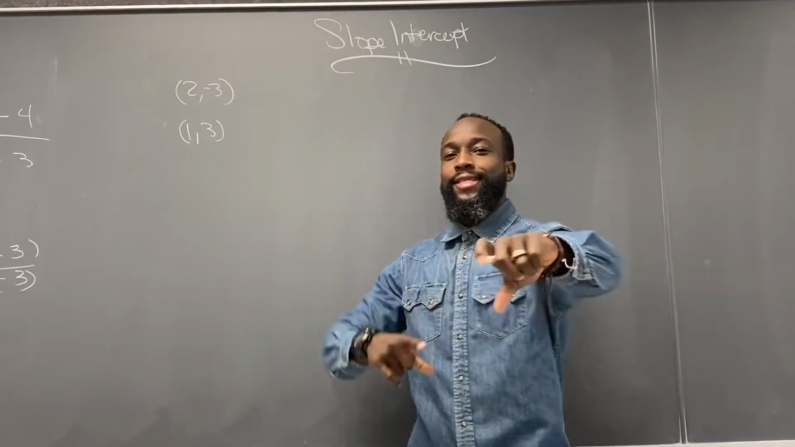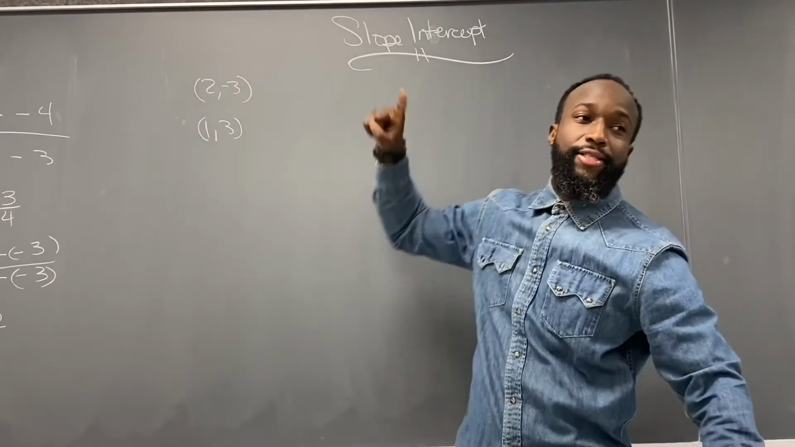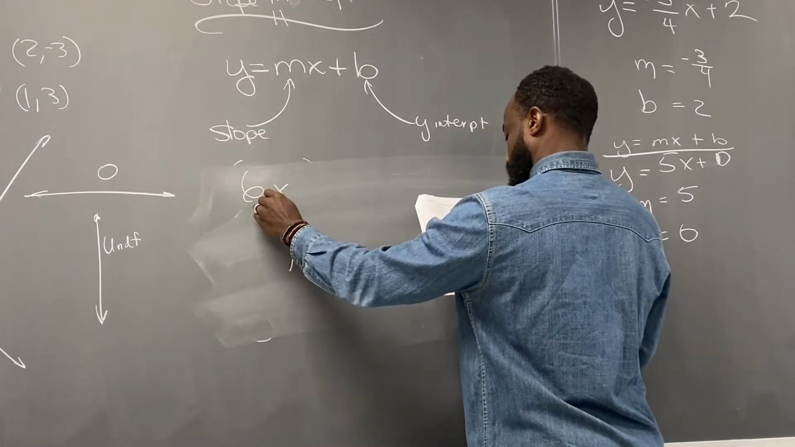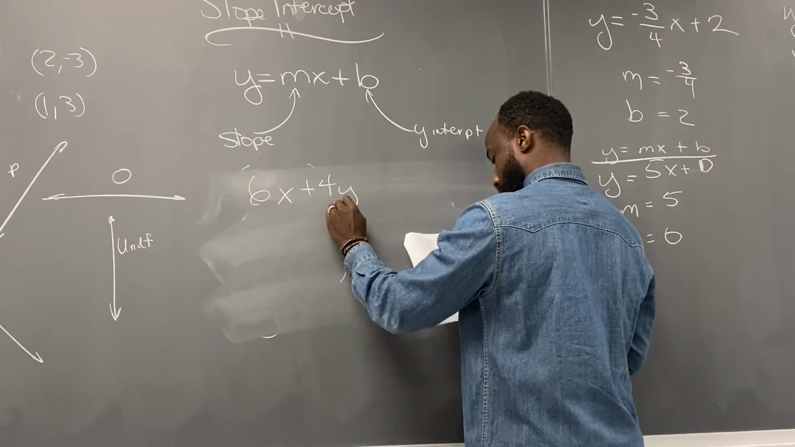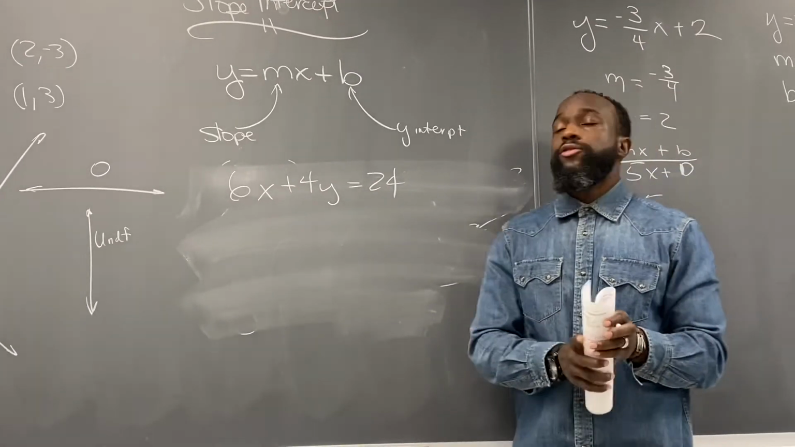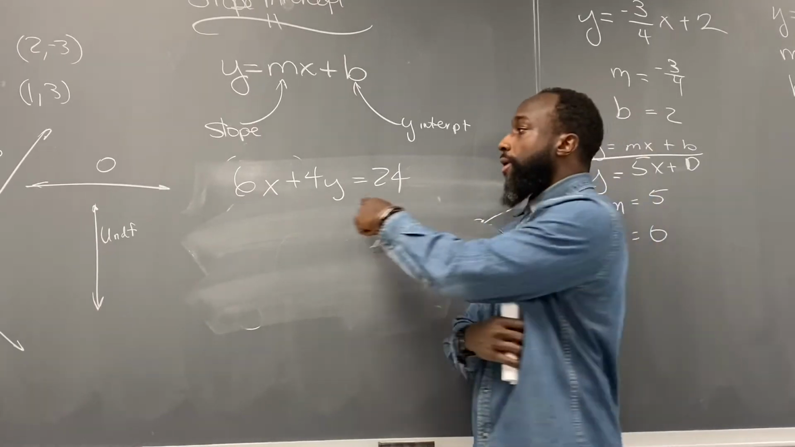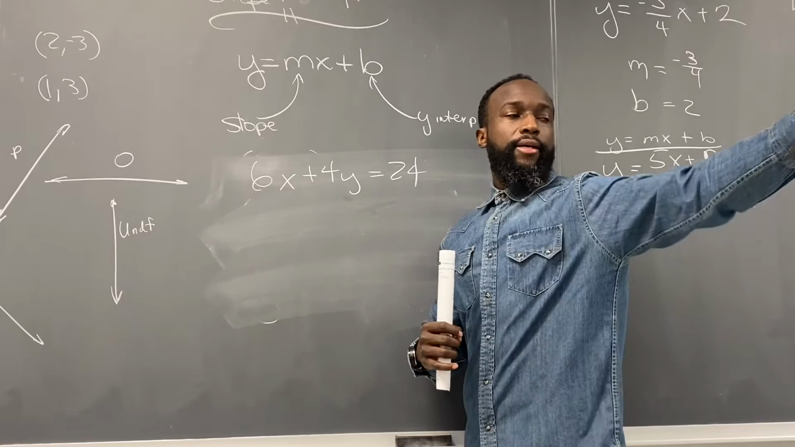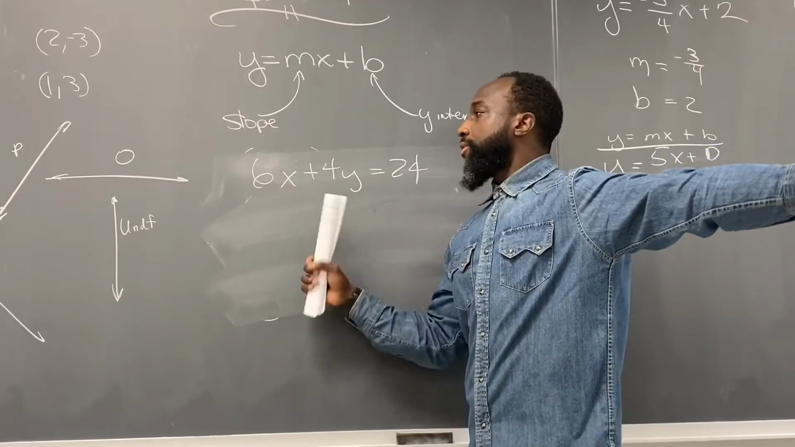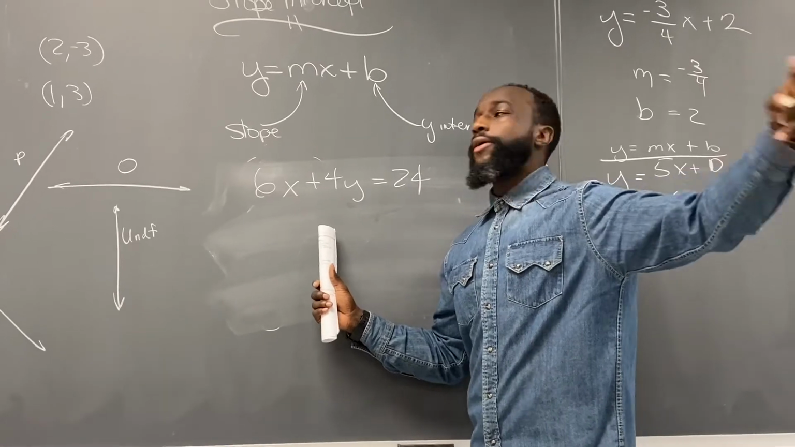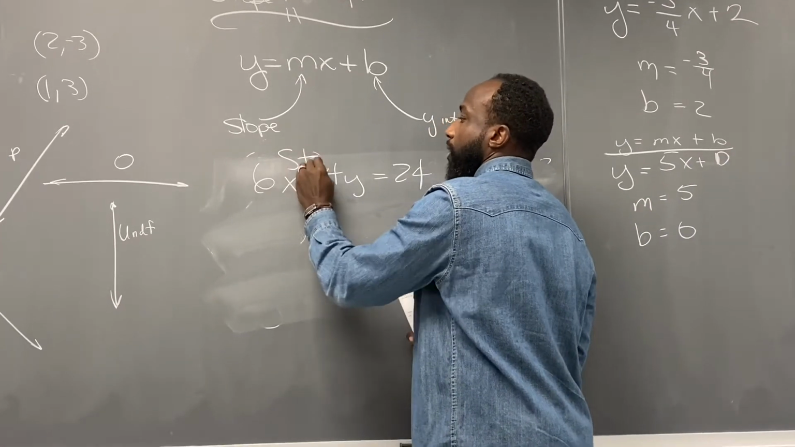It's Mr. Do the Math here, and today we're going to talk about slope-intercept form. This is written out like this: 6x plus 4y equals 24. We need to write this equation. What form is this in right now? Very good. This is in standard form.